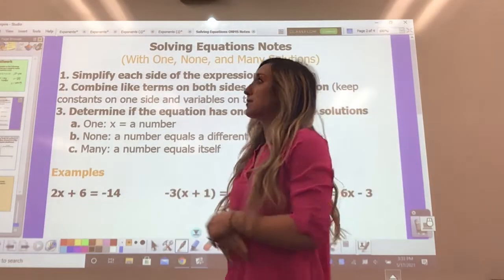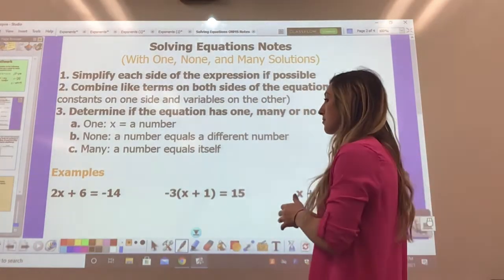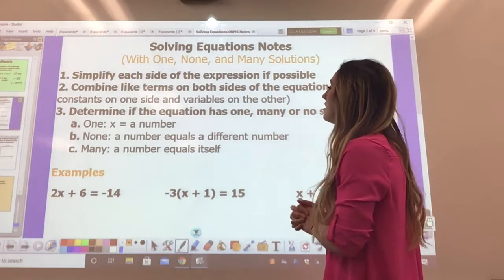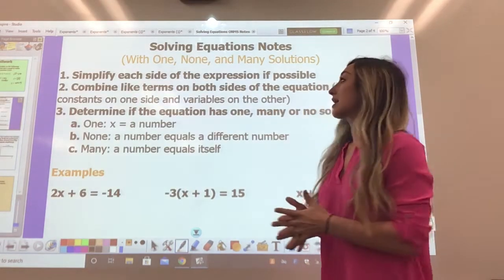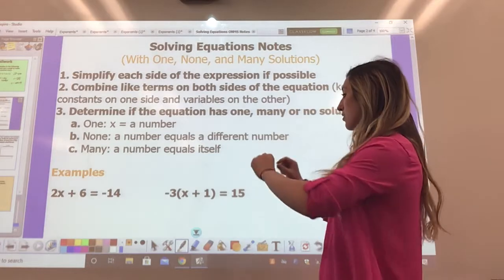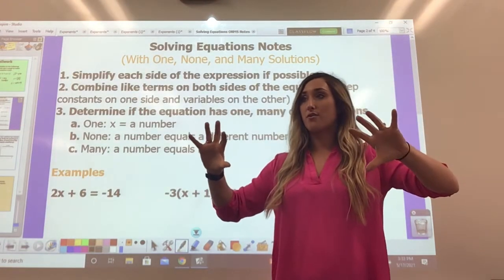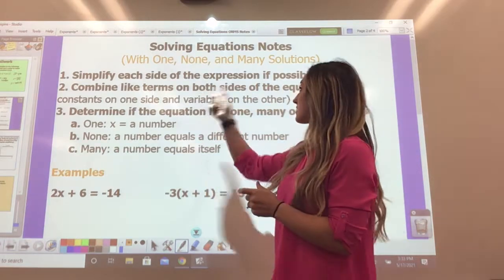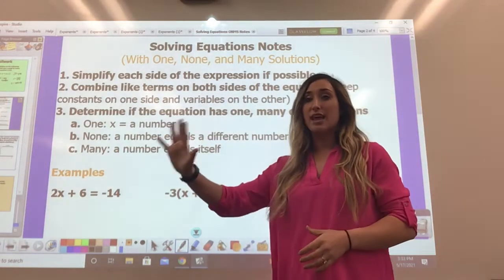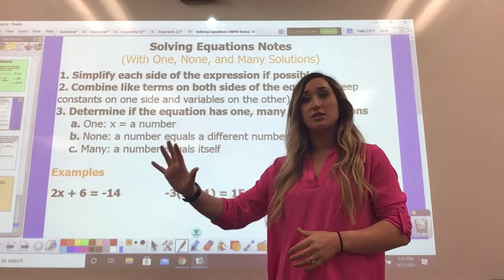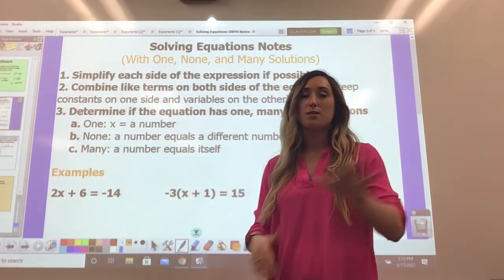So I have some steps to follow when we come across our equations now. Our equations are going to be much more complex. So when I have the equal sign in the middle, there might be a lot going on over here and a lot going on over here. So the first step is to simplify what we can. If there are like terms on this side of the equation, combine them, simplify them. Same as if it's over here.